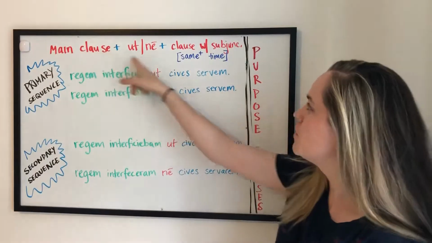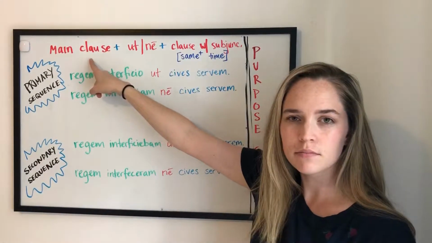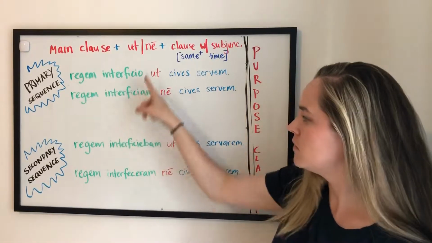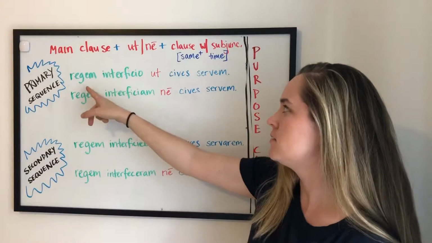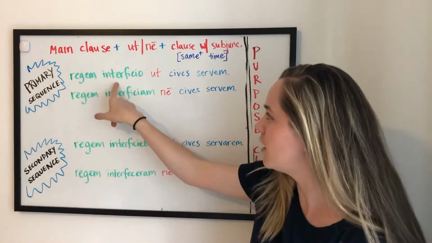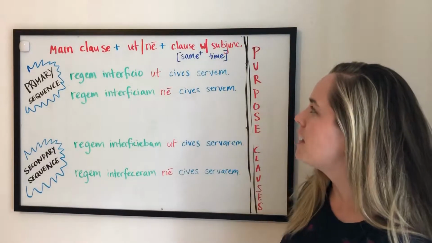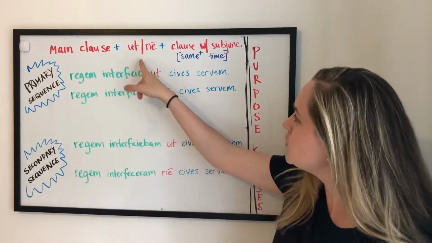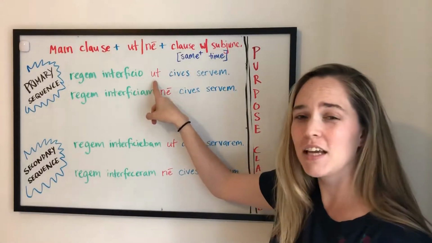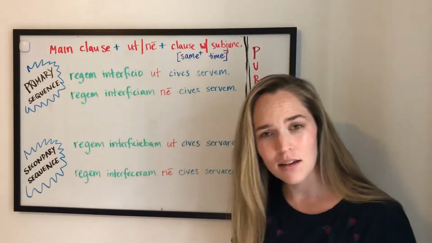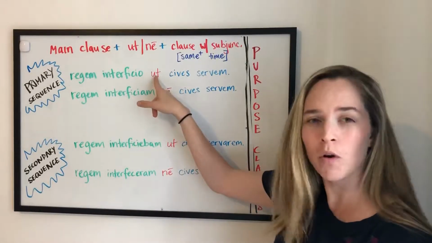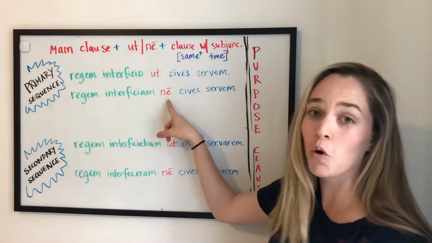Here's the formula for a purpose clause. You start with a main clause. That's the clause that can stand on its own. In the example here on the board, it's always some version of me killing a king. I kill the king is the main clause right here. Then you have the word ut, which means in order that. Or if it's in order that something not happen, a negative purpose clause, instead of ut, you have ne. Ut means in order that, ne means in order that not.